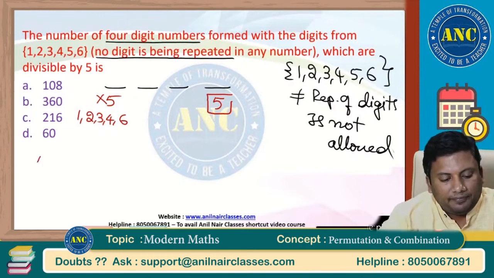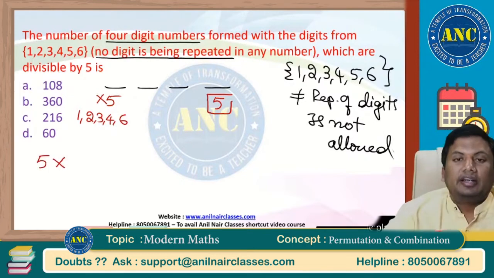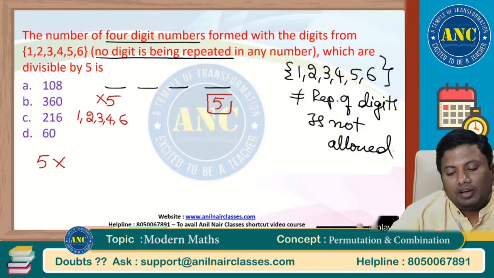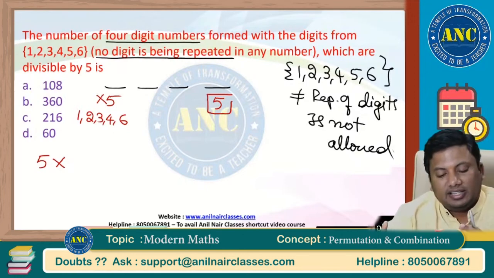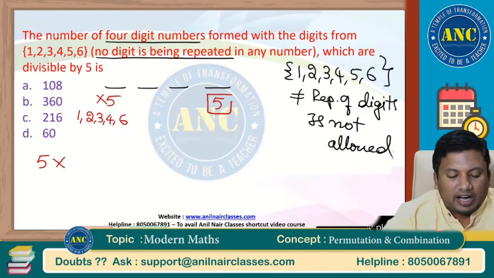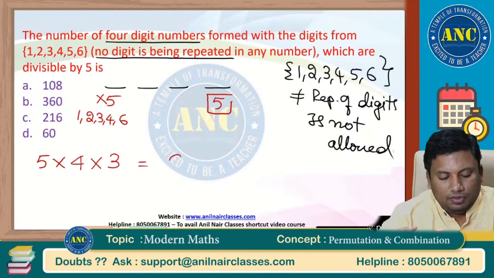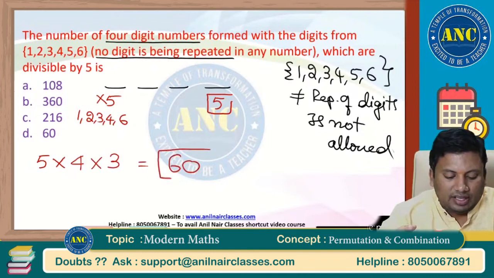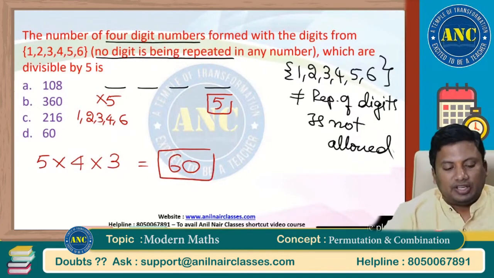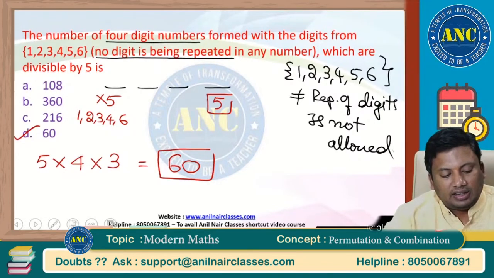So in total, 5 digits can come here, out of the 6 digits, 1 to 6. Leftmost is fixed, rightmost is fixed. 4 digits are remaining: 4 into 3. So 5 into 4 into 3. Answer for this question is nothing but 60.